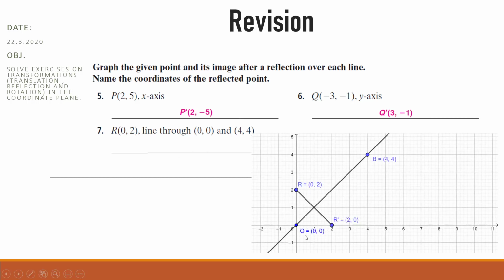We have here the point 0 and 0 and the point 4 and 4. So this is the straight line. This is the mirror. We have the point R, 0 and 2. The image of the point R with respect to this mirror is the point R prime here, 2 and 0.